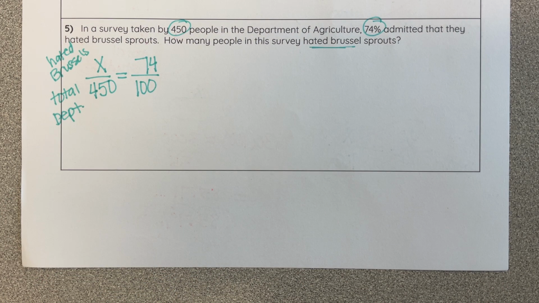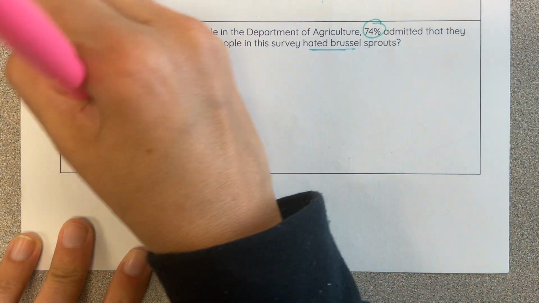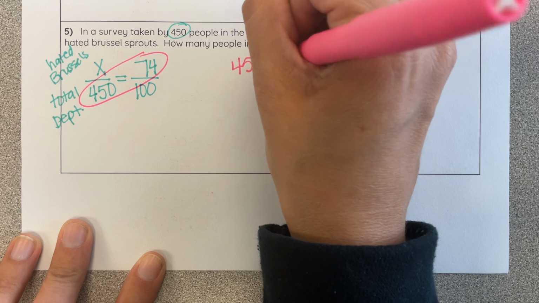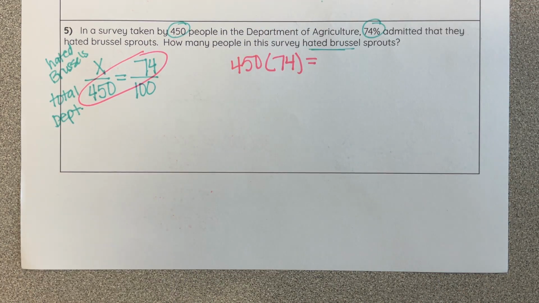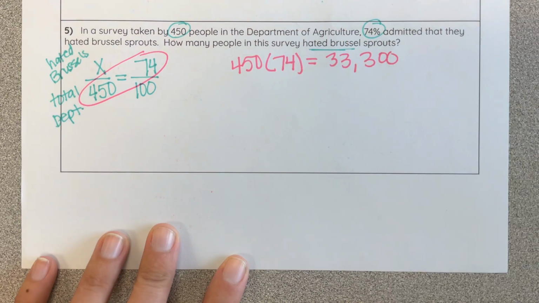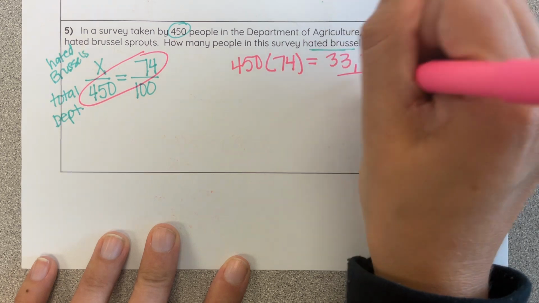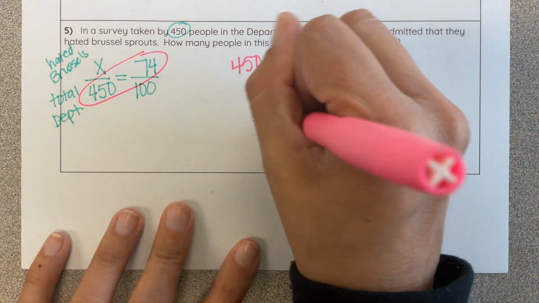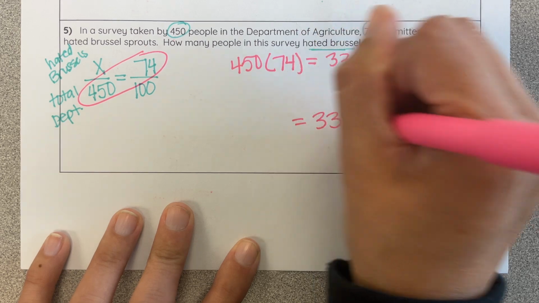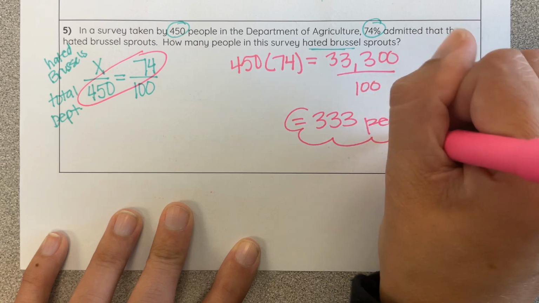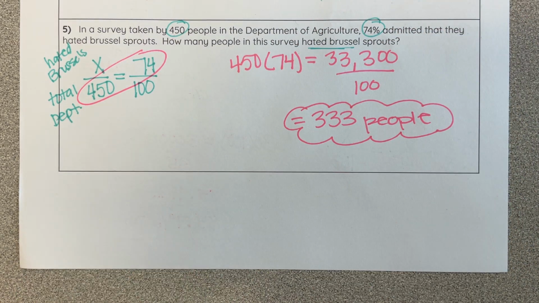So let's go ahead and solve. Highlight the diagonal right here. 450 times 74 is equal to 33,300. Divide that by 100, and we get 333 people, or you could say 333 people hated Brussels sprouts. And that's it.